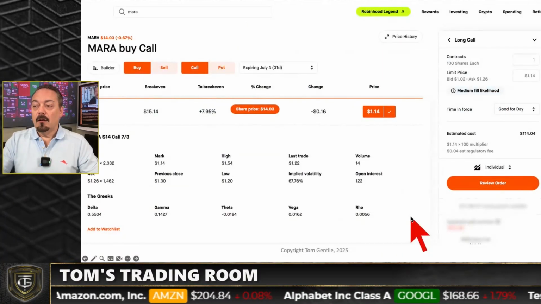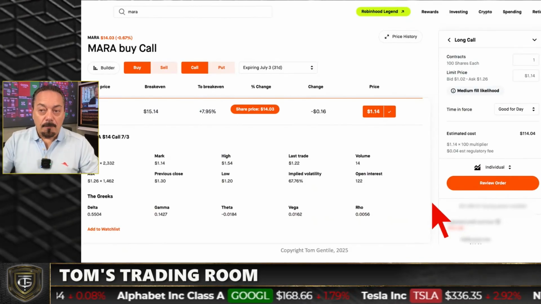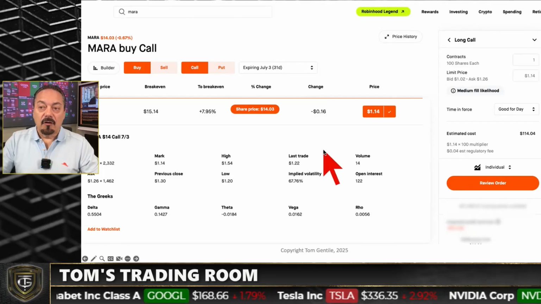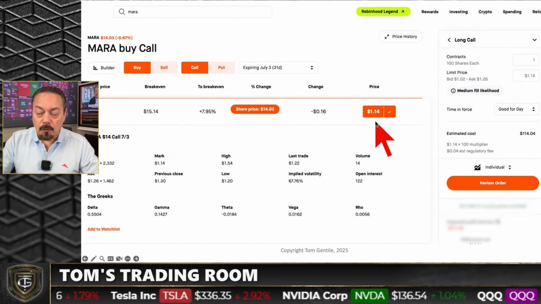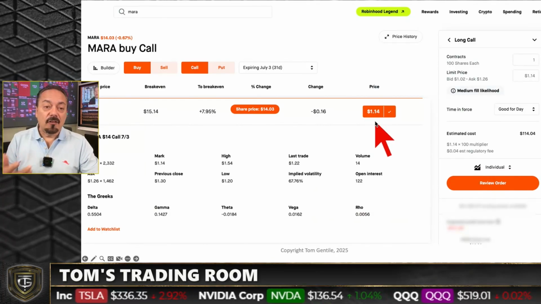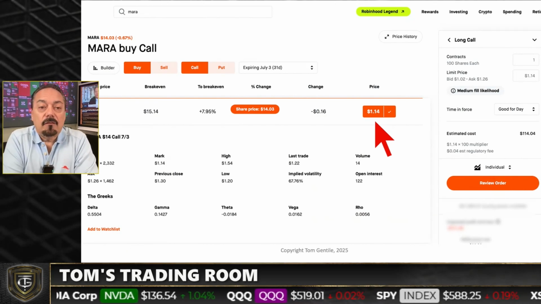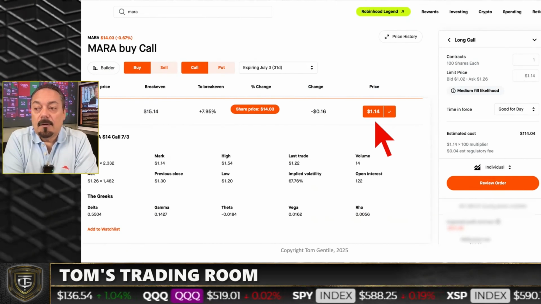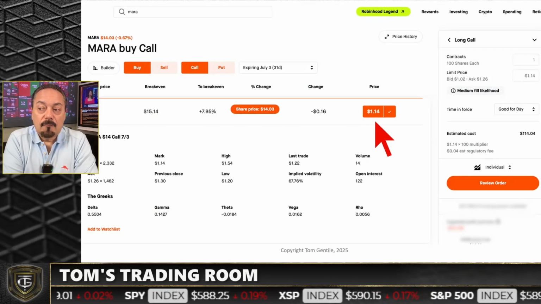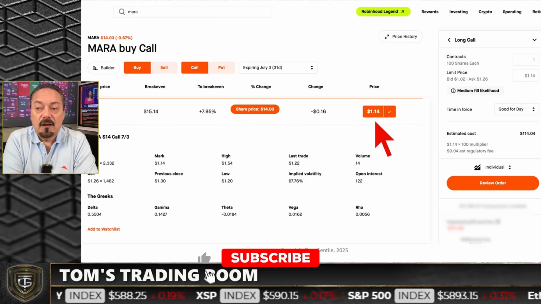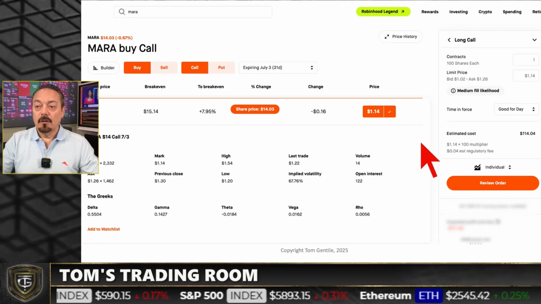See it right there. All right, let's see where Mara was right before I went into the live program. Mara was trading at 14.03. The call option was trading for $1.14, actually 9 cents lower than the $1.25 that I was looking at on my software. So a long call, if I bought one of these and I could get it for $1.14, that's $114 per contract. So there you go.